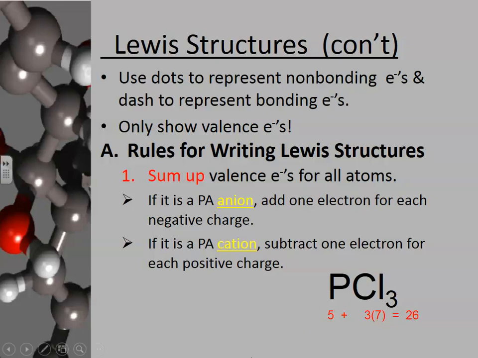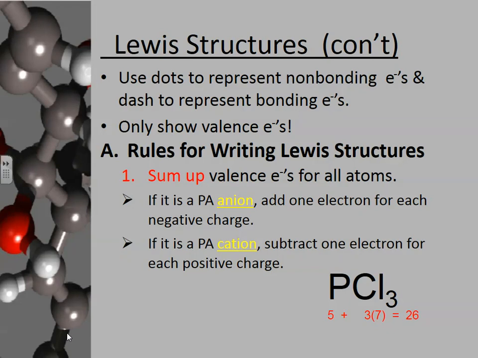Now, most of you have already copied this part of the notes down, so I'm going to breeze through this really quickly and try to get to the examples. But the rules for writing Lewis structures, of course, you want to have your periodic table handy, is you're going to add up the valence electrons for all atoms in the compound. If it's a polyatomic anion, remember you're going to add 1 electron for each negative charge. And if it's a polyatomic cation, you have to remember to subtract 1 electron for each positive charge.